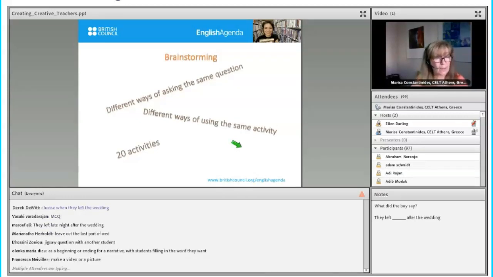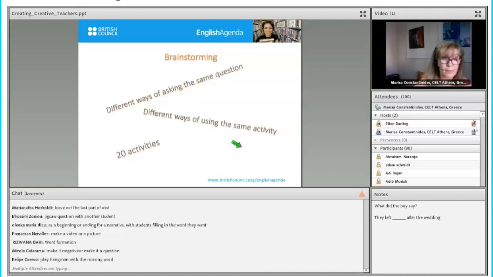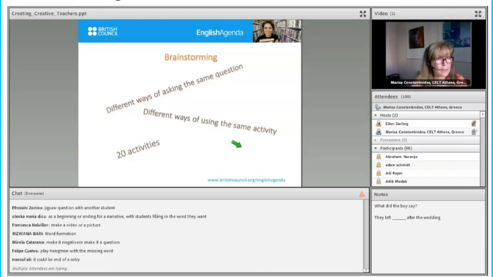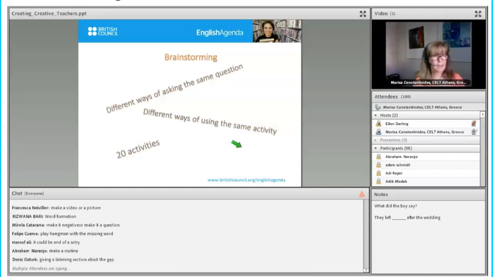It could be the beginning of a narrative. It could be the end of a story. It could be make a video of a picture. Oh, God, you're beginning now. Make it negative. Make it a question. Play hangman with the missing words. Okay, lovely. I mean, that's the idea, that we take something very ordinary, a very ordinary classroom activity, and think about other ways of using it.